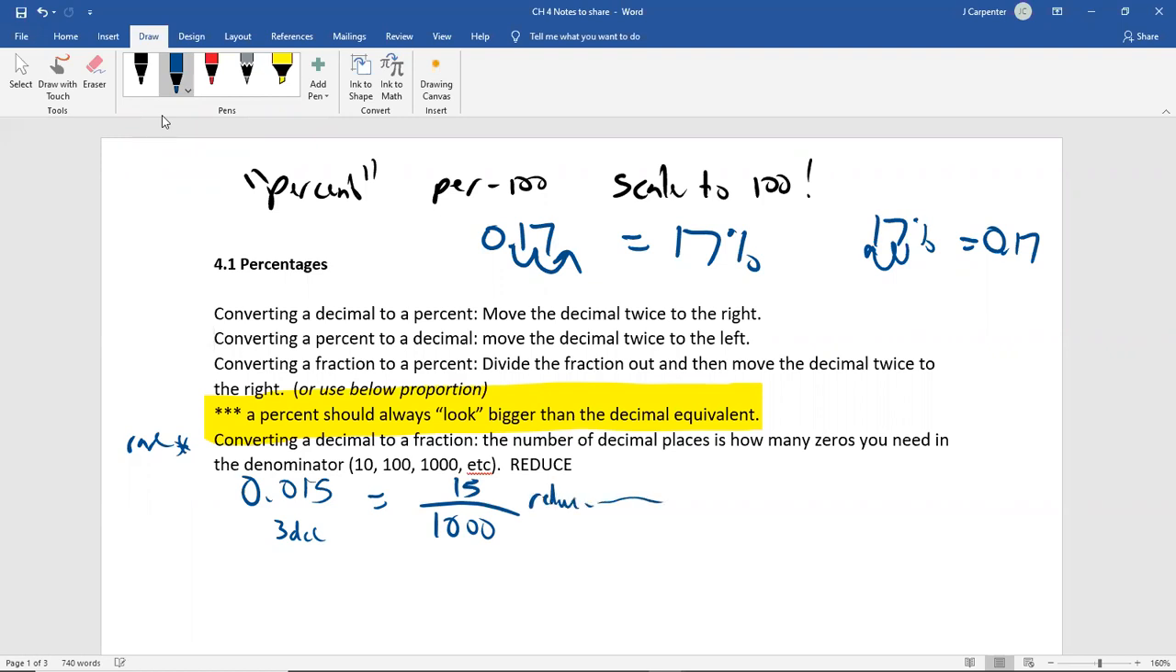I'm not even going to finish that problem because it's not the point. But 5 would go into both of those. I'll say it. It would then become 3 over 200. I'm just not going to write it.